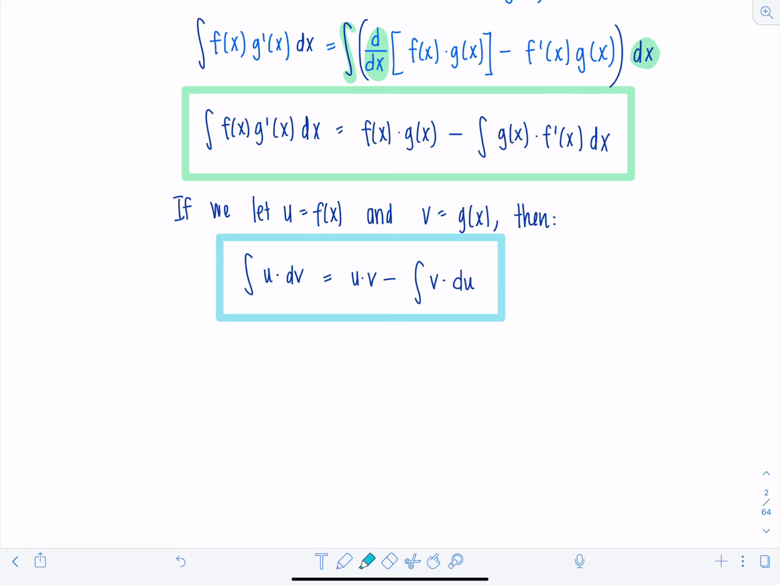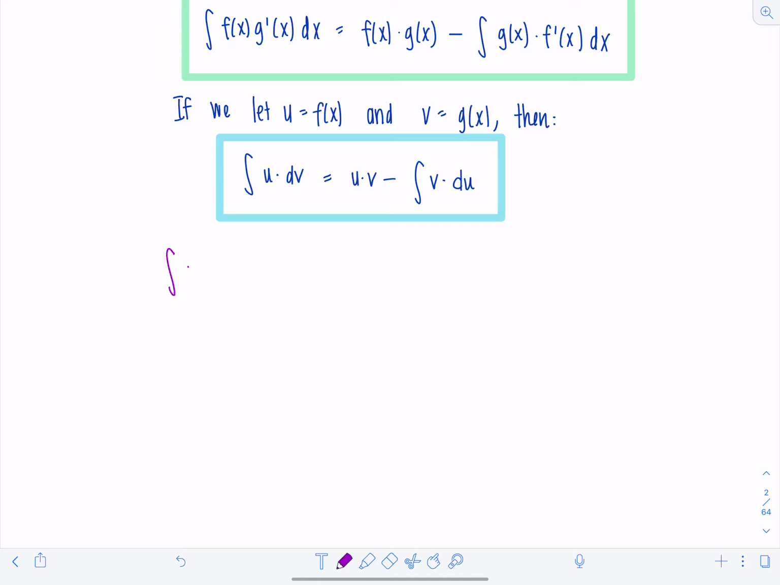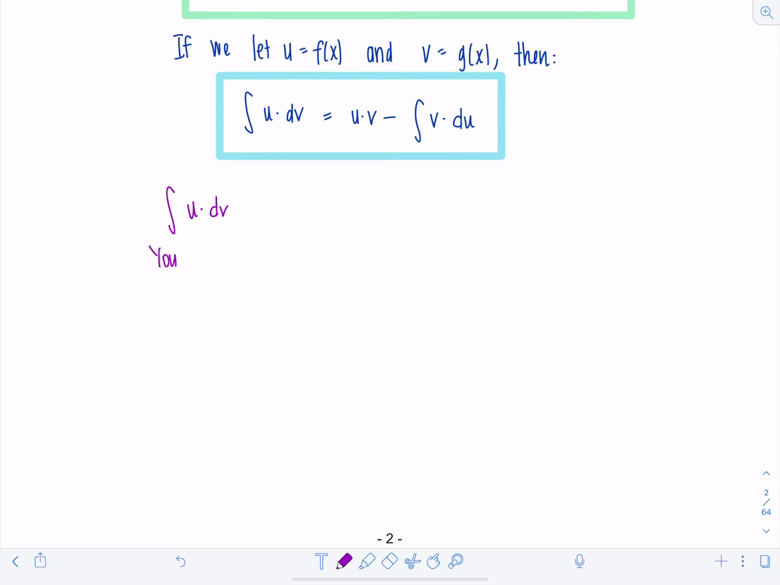Okay, so here's how the process works. You have some integral which involves a product. You need to decide in that integrand what u is going to be and what dv is. So you pick u and dv. So you start on the left-hand side. Okay, so you pick u, you pick dv. From there, you need to find du and v. And I recommend stacking them this way.